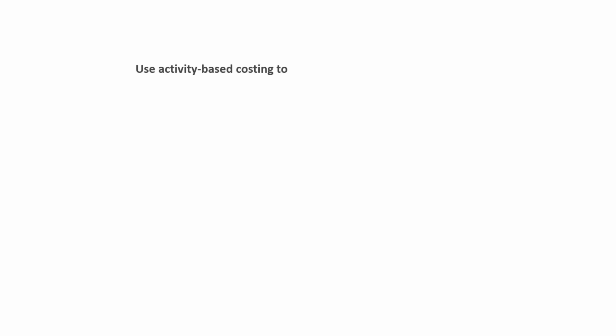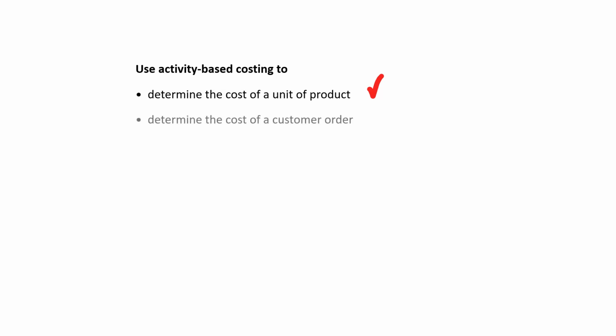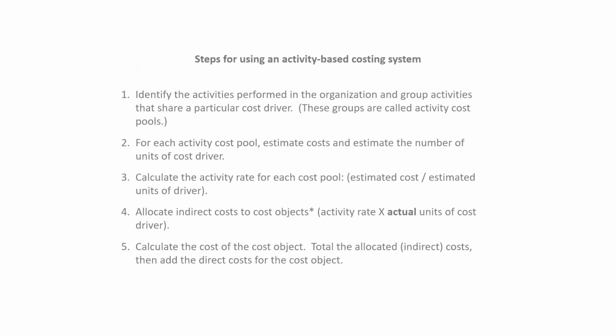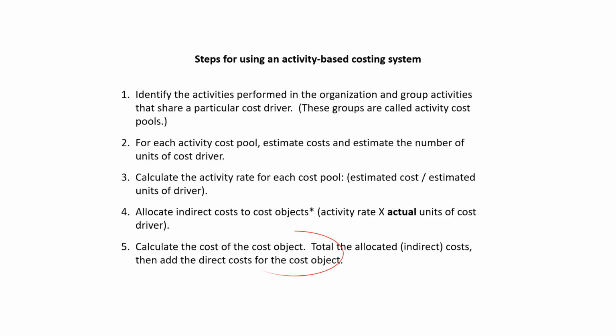In the previous ACLET, we used activity-based costing to allocate indirect costs in order to determine the cost of one unit of product. We can also use ABC to allocate indirect costs to a particular customer order or a particular service. We'll still use the 5 steps for activity-based costing covered in the previous ACLETs, except our cost object this time is a specific customer order.